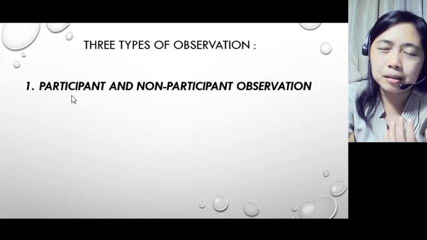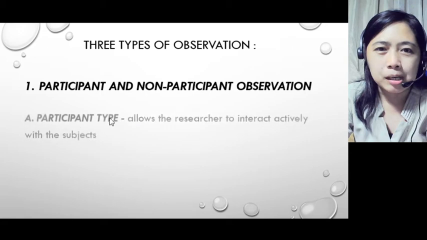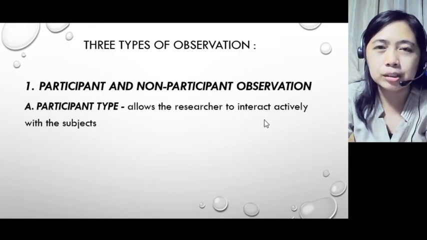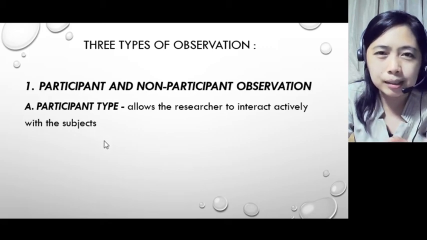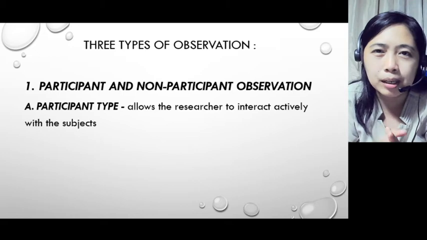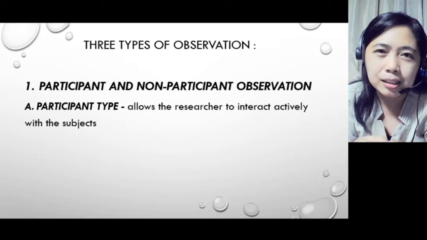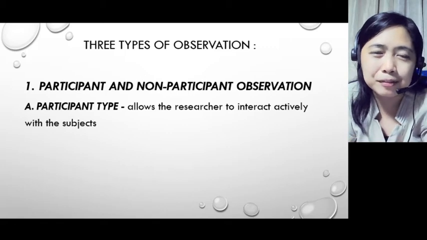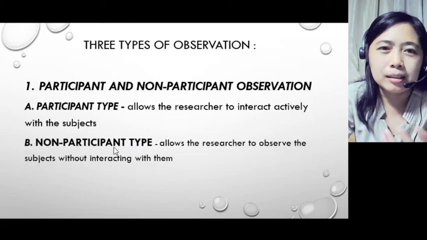The first type is the participant and the non-participant observation. Participant here, it allows the researcher to interact actively with the subjects. Again, ang muhang example ato kay mga ang customer satisfaction man. So nakunuhay kay mga apprentice nga mga irate customers nya giunsa pag deal sa staff. So interact man pud actively. The non-participant type allows the researcher to observe the subjects without interacting with them.